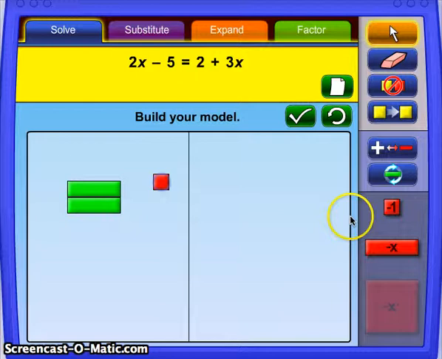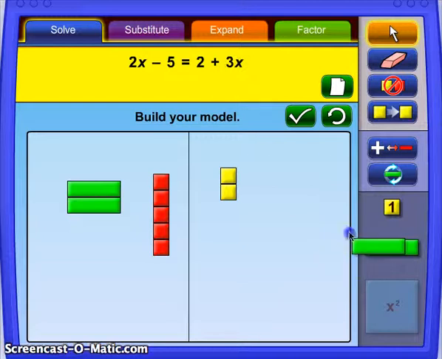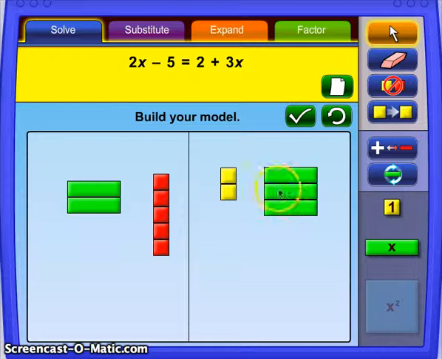So we're going to continue building negative 5. Here's negative 3, negative 4, and negative 5. And now for the right side, it's 2 plus 3x, so we have to change our sign once again to positive. Build 2 and 3x. Here's 1, 2, and 3. So after you're done building your model, you're going to press this check button to see if it's correct.